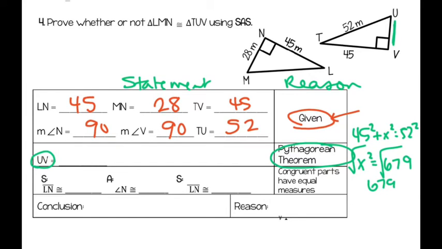679 actually comes out to be 7 times 97, and 97 is prime. So there's actually nothing you can do to simplify that radical. So it's just going to be the square root of 679. So I'm going to put square root of 679 for that one. And let me label the picture too. When you're doing this, you want to make sure your picture is labeled so you can see whatever it is you need to see. I'm going to find my hypotenuse right there. I know I'm going to need to do it most likely, so let me go ahead and find that. I'm going to say 28 squared plus 45 squared.